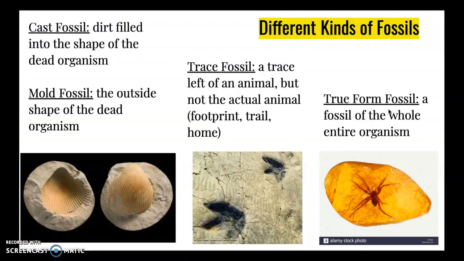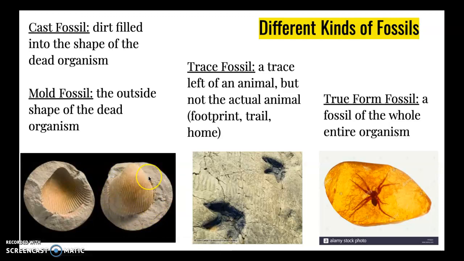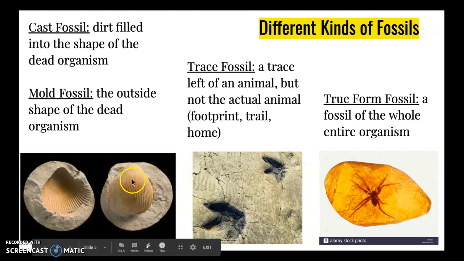Now we're going to take a look at some different kinds of fossils. The first is called a cast fossil. It's dirt filled into the shape of the dead organism. This is a cast fossil. This is a shell from long ago that has dirt filled into it, and that's kept it preserved. Preserved means it hasn't decayed, it hasn't worn out, it hasn't broken down at all. It still looks the same as it did thousands of years ago. So this is a cast fossil right here.